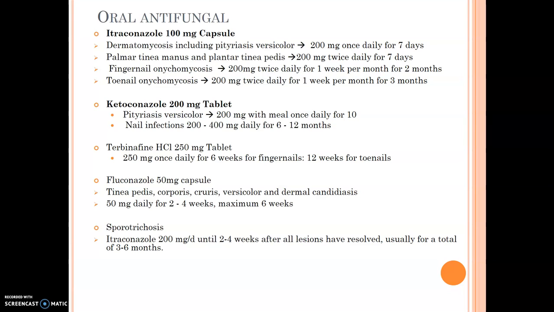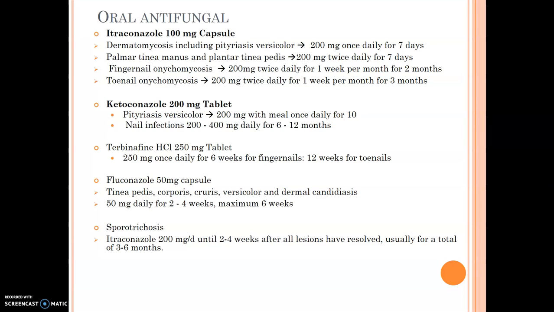Another problem with fungal infection is quite severe itchiness. So you can give antihistamine. Like I mentioned just now, you can use either a sedative or non-sedative antihistamine. For the sedative one, Piriton, Atarax. For the non-sedative one, you can use loratadine, desloratadine, or Zyrtec. It depends on the patient whether it is suitable to give the sedative or the non-sedative one.